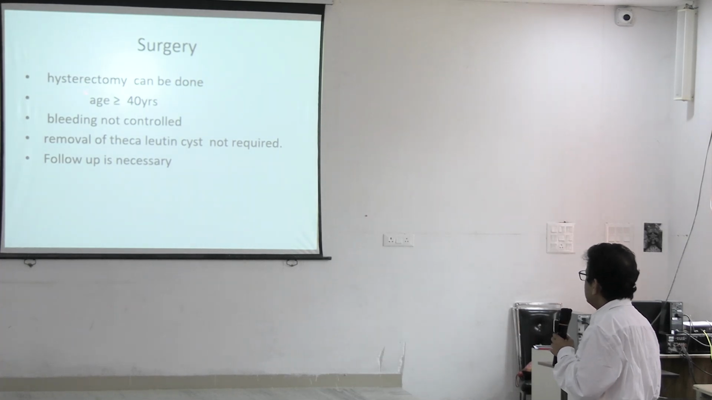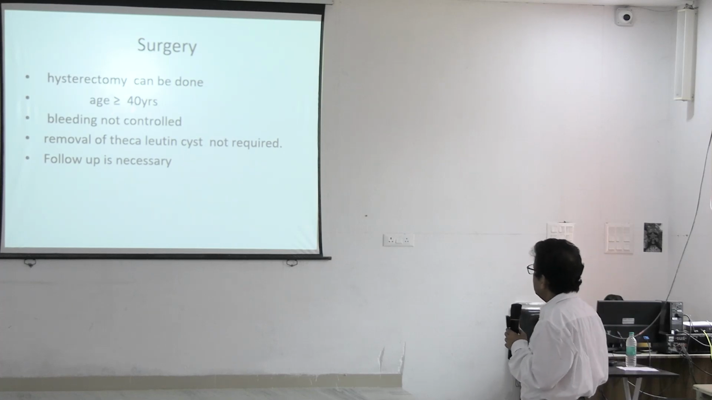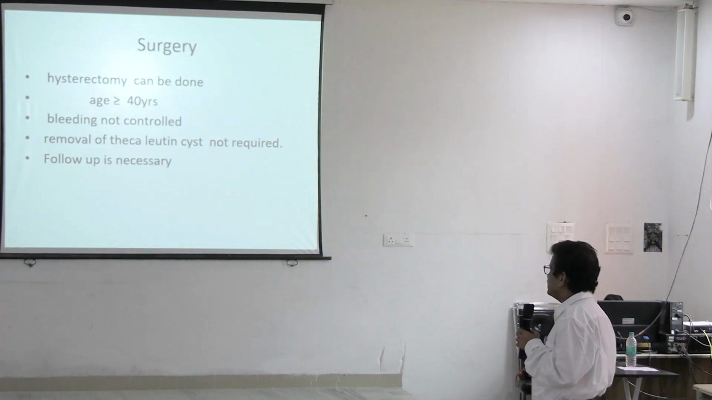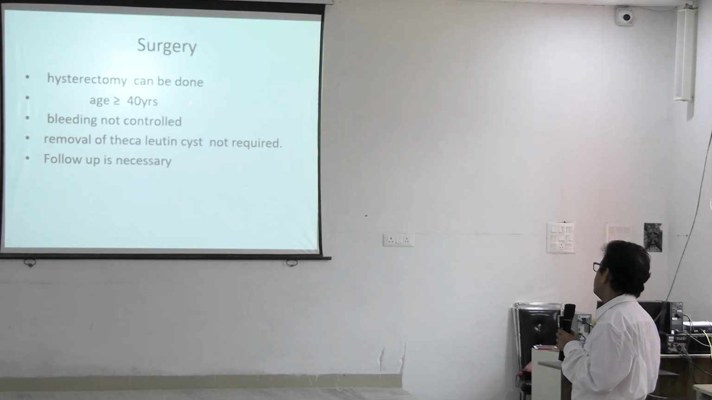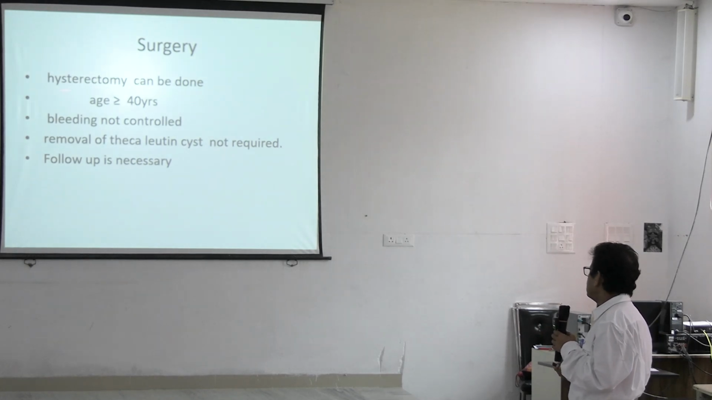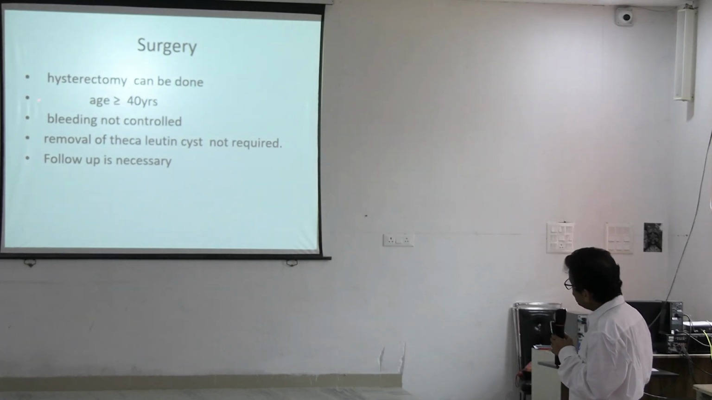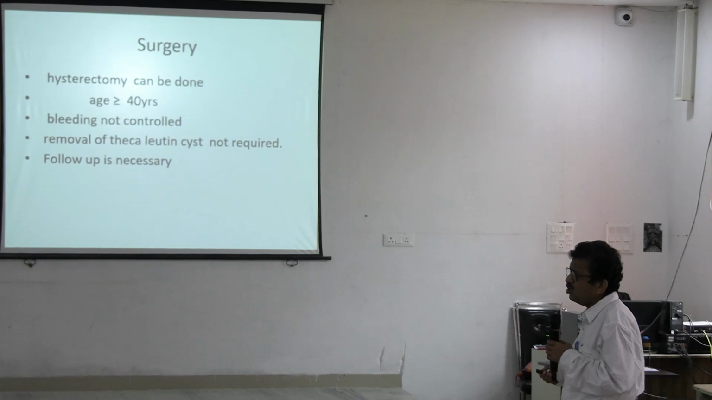Hysterectomy can be done if the age is more than 40 years. But this does not eliminate the need for monitoring. So still there is chance of metastasis. So hysterectomy is not the solution. Especially hysterectomy is to be done where you have failed to control bleeding. So bleeding could not be controlled.